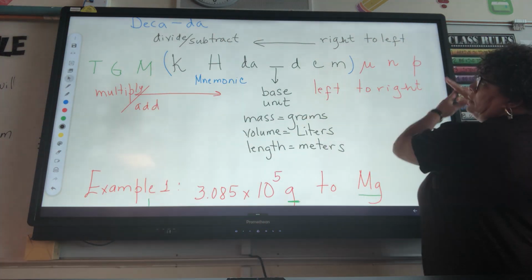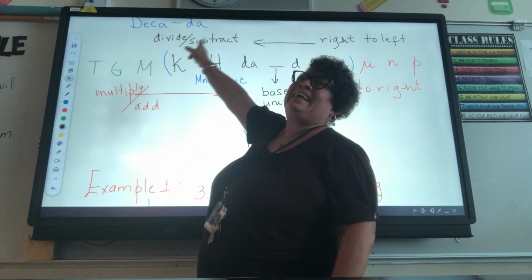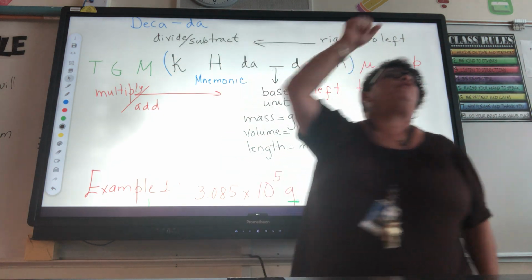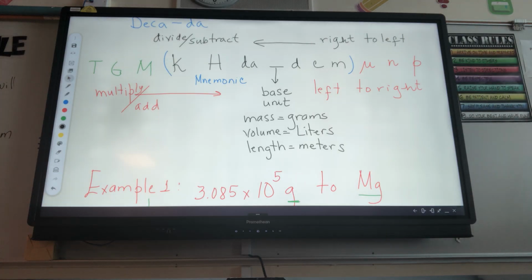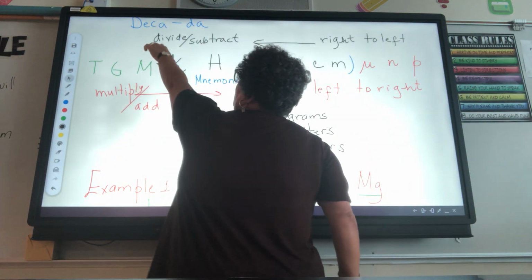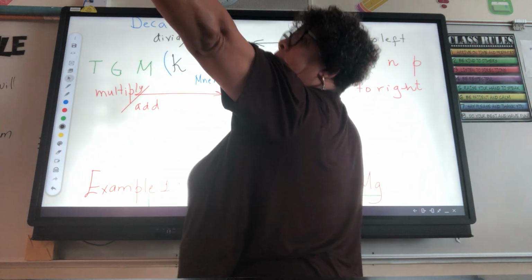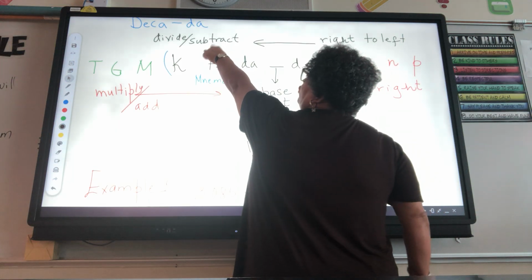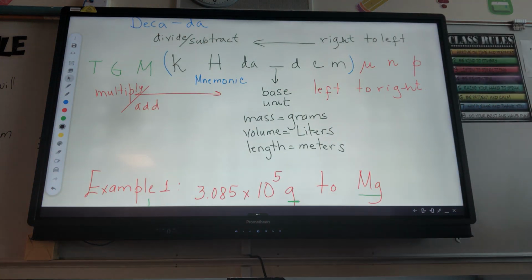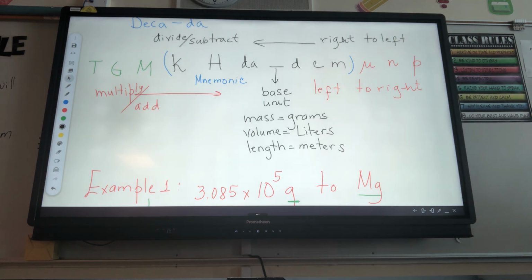So you are here in pico, and then you move from pico all the way to tera. Right to left, eh? You are dividing by a power of 10, meaning that you're going to subtract from the exponent in the power of 10. So I'm going to repeat that again. Right all the way to the left. Since you are dividing by a power of 10, you are going to subtract from the exponent in the power of 10. Does that make sense? See or no? Okay, today is Friday, we're tired.